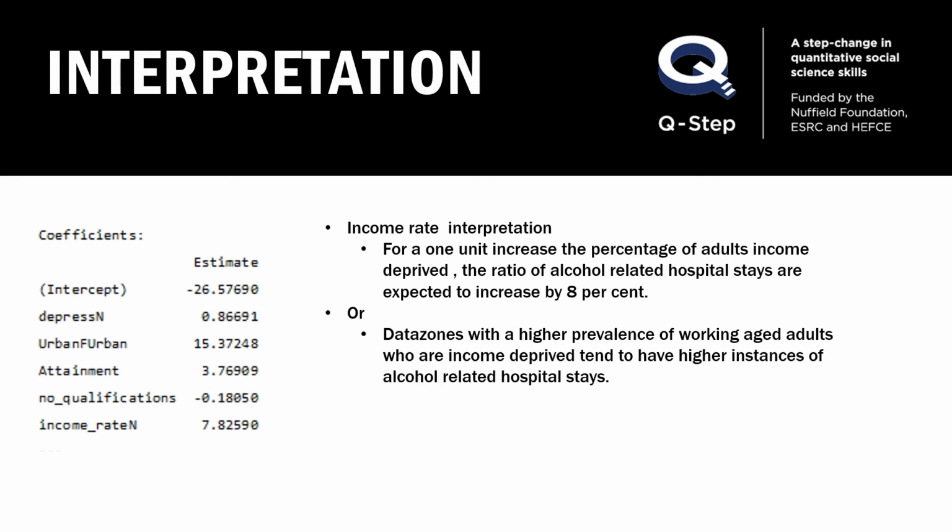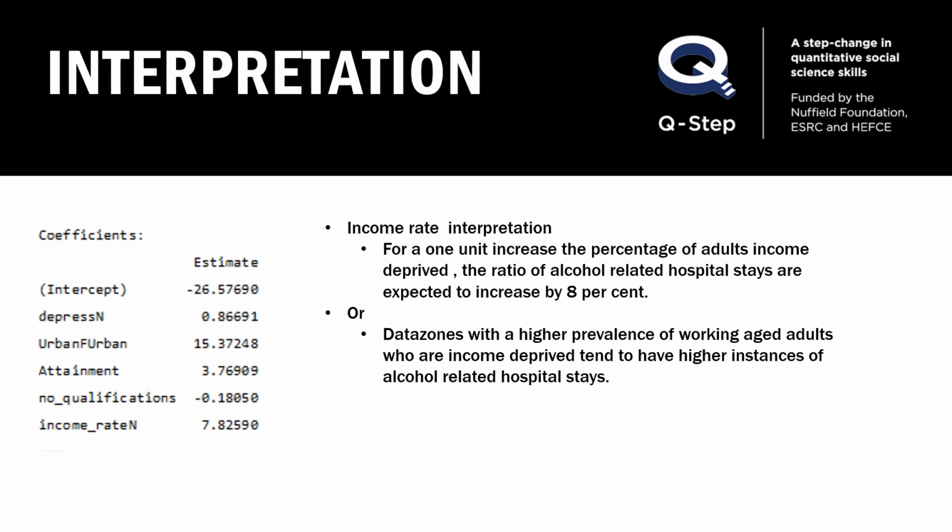For the income rate interpretation, we could say for a 1 unit increase in the percentage of adults who are income deprived, the ratio of alcohol-related hospital stays are expected to increase by 8% in Scottish data zones. Or we could say data zones with a higher prevalence of working age adults who are income deprived tend to have higher instances of alcohol-related hospital stays. So that's our interpretation for the coefficients.